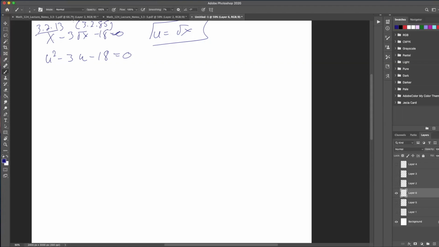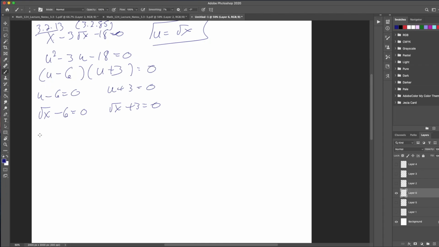All right, so how do we solve this? We'll factor this. I think you know how to factor at this point, so let's just go for the answer. This is u minus 6, u plus 3. This adds up to be -3, multiplies to be -18. So here I factored it equal to 0. I have u minus 6 is equal to 0, or u plus 3 is equal to 0. Then we plug back in. So I have the square root of x minus 6 is equal to 0, and the square root of x plus 3 is equal to 0.